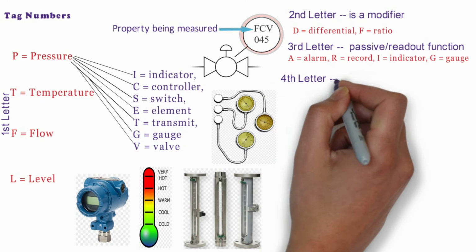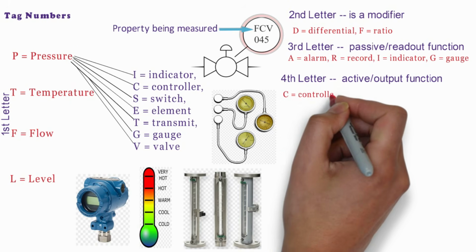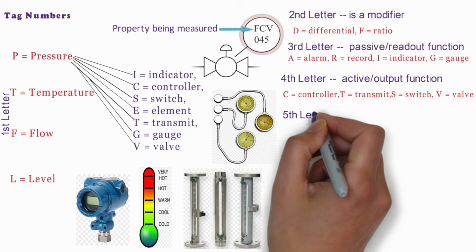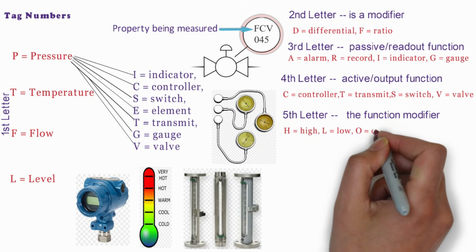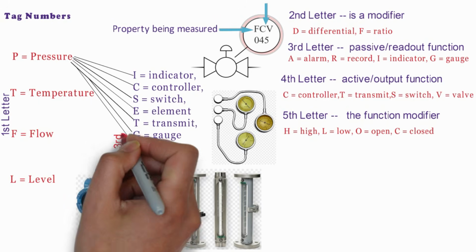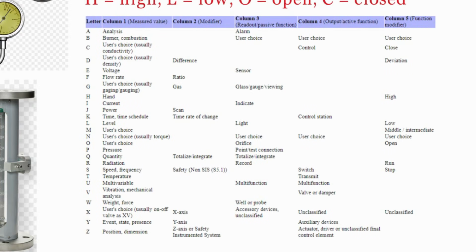Fourth letter is for active or output function, like C is for controller, T is for transmit, S is for switch, V is for valve. Fifth is the function modifier, like H is for high, L is for low, O is for open, C is for closed. We can simply omit these if no modifiers apply.